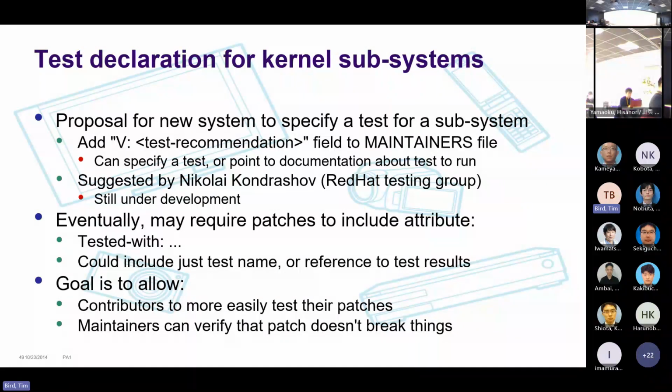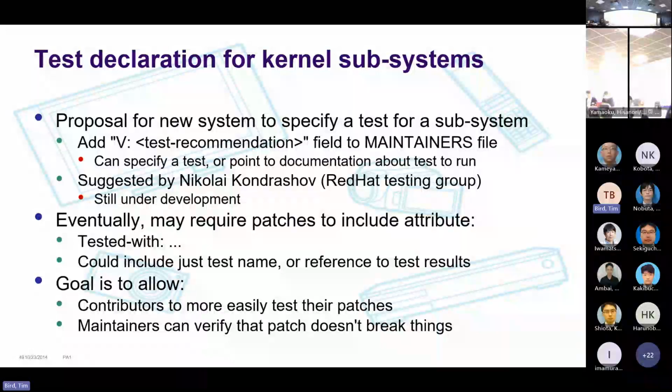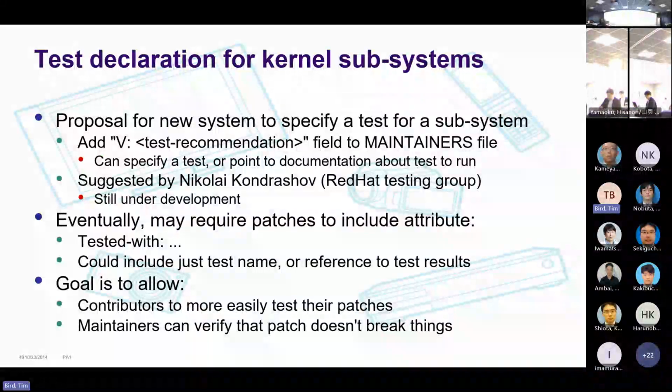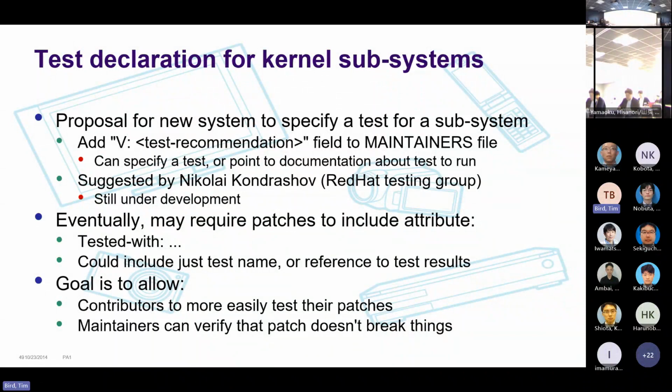Right now this would be just to suggest a test to run. But eventually you could see that maybe it would be a requirement when you're submitting patches that you would have to add a Tested-with tag to indicate that you ran the tests associated with this subsystem. The ultimate goal is for contributors to more easily test their patches, because there's a field right in the MAINTAINERS file to tell you what test you should be running and with what arguments. It's also supposed to help maintainers verify that someone has actually run that test.